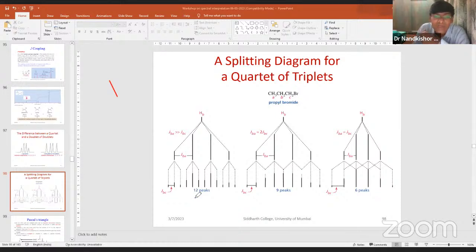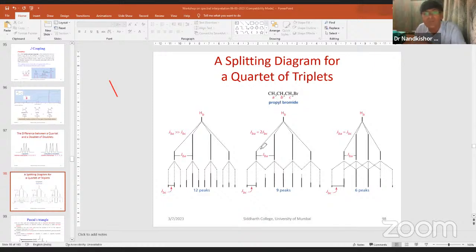So the 12 line spectrum will be this, provided that the coupling constant hugely differs. If the coupling constant hugely differs, then what will happen? The exact multiplet will be in terms of the hyperfine splitting, that 4 into 3, that is 12 lines.